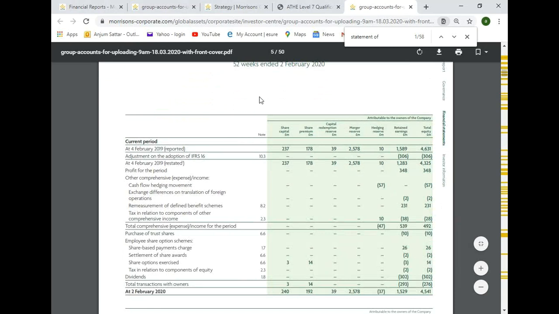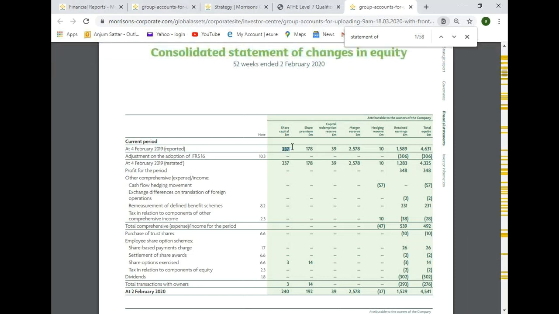This is called the shareholder equity statement. So we can see at the start of the year how much worth of shares there were: 237 million worth of shares. That's the nominal value, which is written on the face value of the shares. But they sold them for 178 million more than the value of the shares. Like if you have a £1 share, but you're selling it for £1.50, that's called share premium. Any question here? No. Okay.